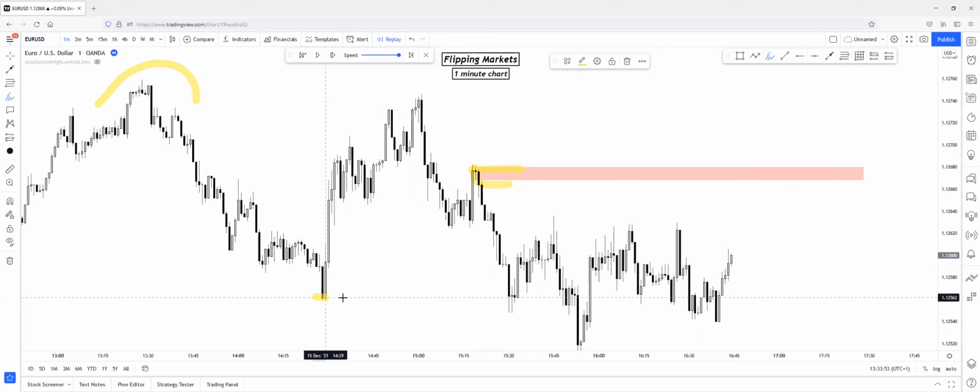This supply zone broke the last low point here with inefficient movement. And after the inefficient movement and the break of structure, it came for a pullback, but couldn't tap into this supply zone. So can you just remember the example that I drew for you?